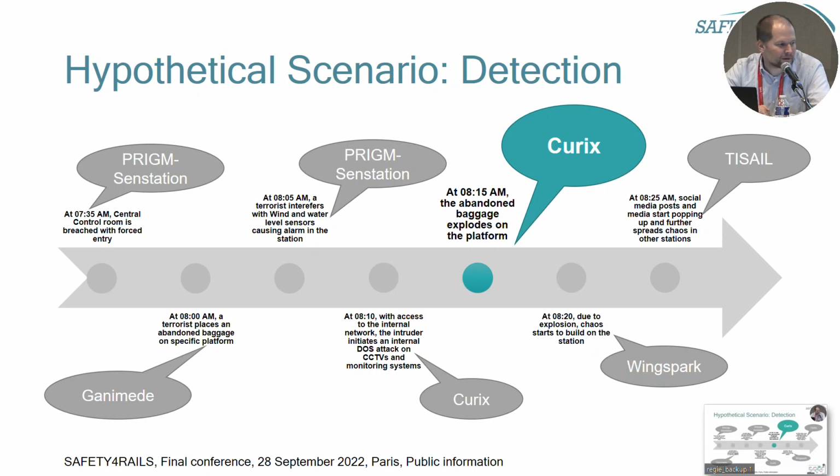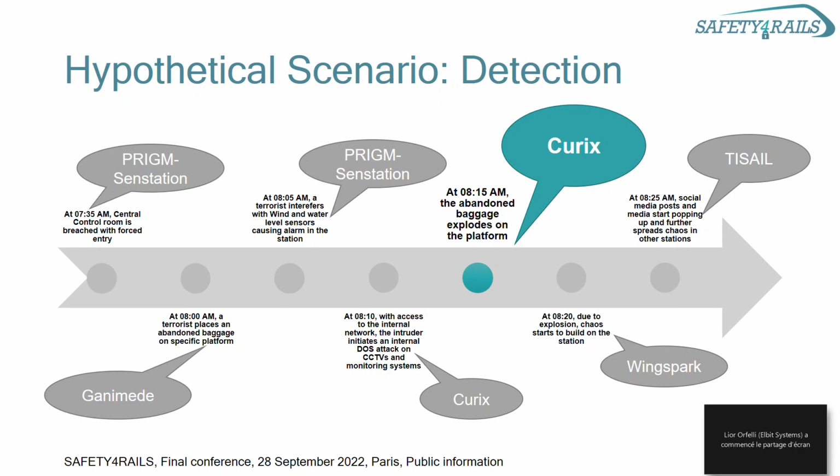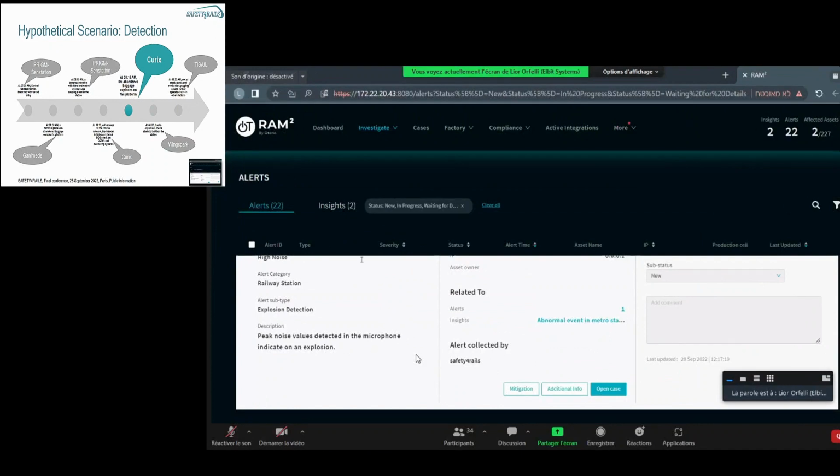So the explosion alert should now have arrived at RAM Square from Kirix, so that you can see it also there. Yes, it is here on RAM Square. I'll share my screen in a moment, of course. So just try to share it now. I'll share screen, and here we go. As we can see here on RAM Square, peak noise values have been detected on the microphone, and that, of course, indicates an explosion.